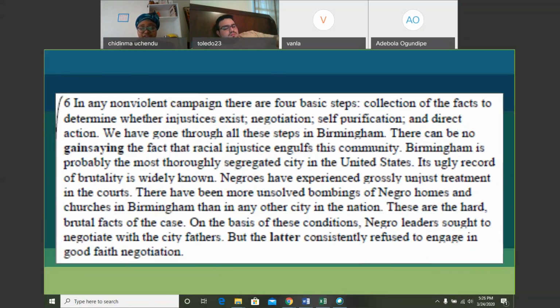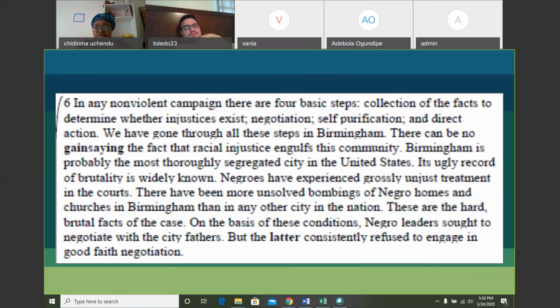Okay, so collecting the facts to figure out, is there something wrong here? Do these injustices exist? Next step, negotiation. How can we talk together to solve the problem? Let's think together. Self-purification. Why are we doing this? What is happening? Do I need to change? This is what I've done wrong. Let's be better. And direct action. Let's act so that we make sure that this bad thing does not happen again. These are the 4 steps to a non-violent protest.